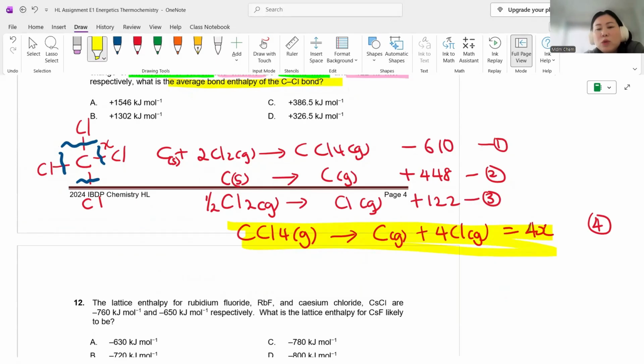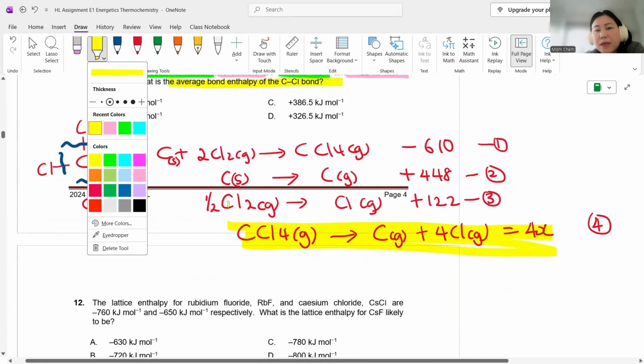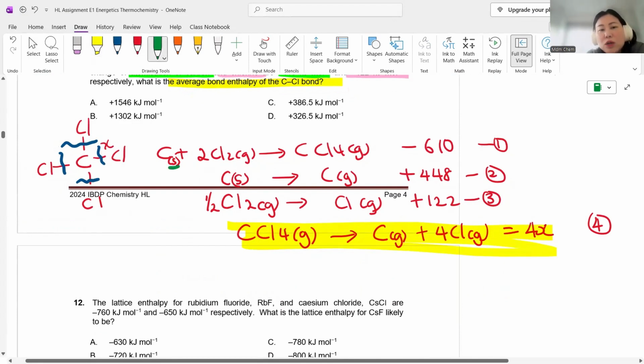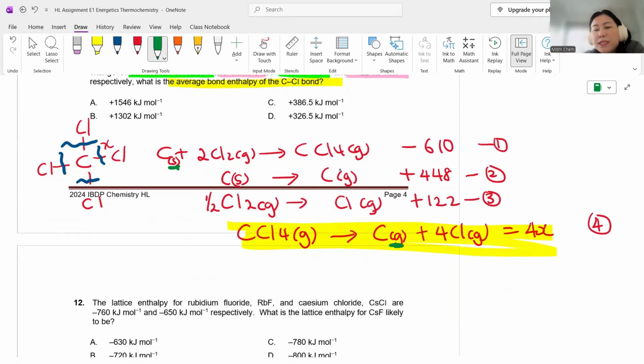Looking at equation 1 and what I have, what is the common term? It's not the carbon. Some students in other classes tell me carbon. It's not carbon. This carbon is solid, that carbon is gas. So it's the CCl4. The CCl4 is on the wrong side, but has the same moles. So change it to positive.